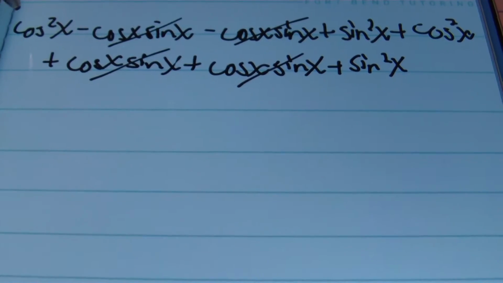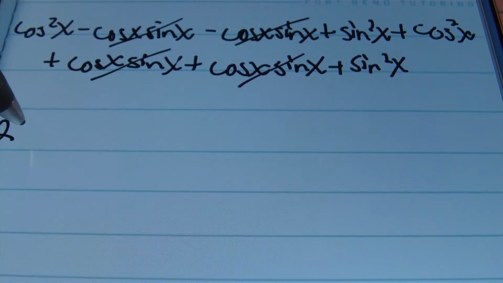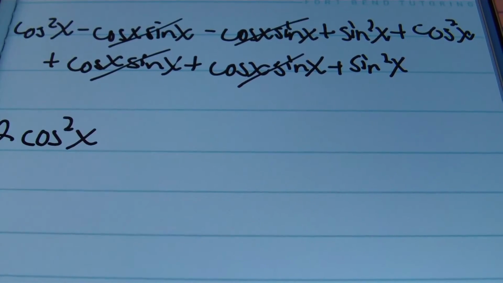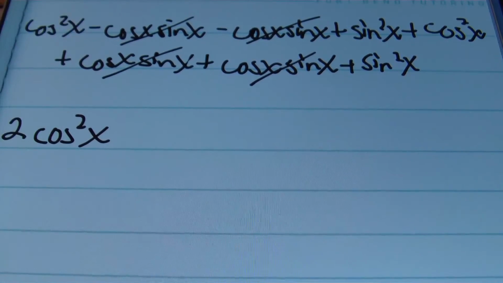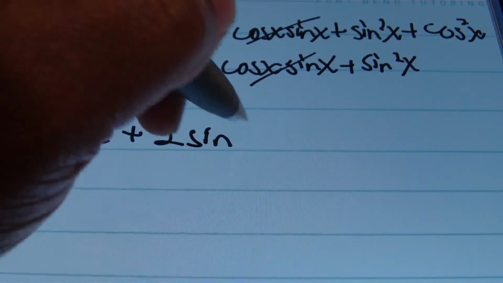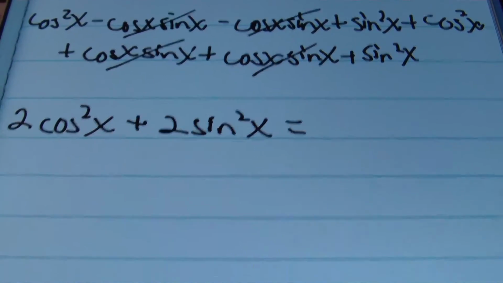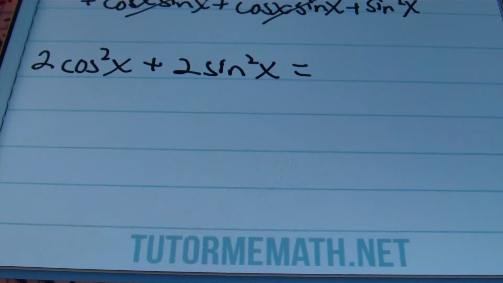So what we have now is cosine squared x plus cosine squared x. That gives me 2 cosine squared x. Then combining sine squared x plus sine squared x, we have a positive 2 sine squared x. Just like that. From here, we're going to factor out a 2.